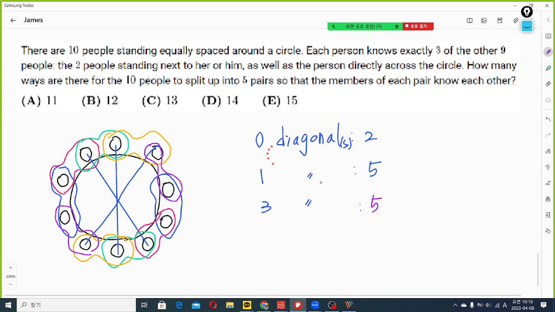So how many cases for five diagonals? That's just one, when all people make diagonal pairs. Yep. So what's the number of total cases? 11. I mean, two is here. Oh, sorry, I did not read it. 13. Yeah, 13 cases. The answer is C.